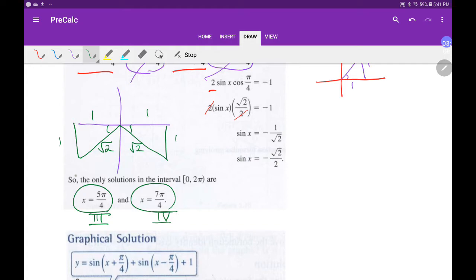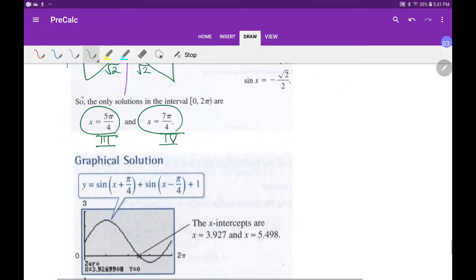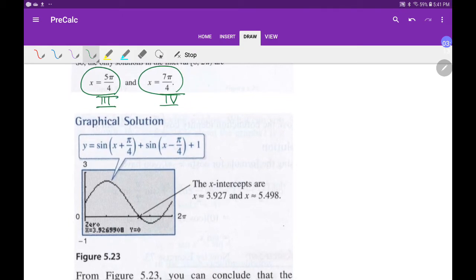And they say, hey, you could just graph it. And if you graph this, you find out that, oh, it crosses the x-axis at 3.927. And you say, 3.927, that's weird. Well, if you think about the fact that 5 over 4 is 1.25, and you're multiplying that by pi, which I guess I should write as 3.14, you'd say, okay, I can see how that'd be 3.9.